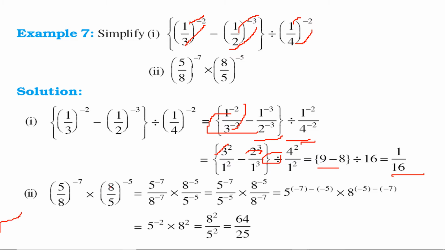Here what you are going to do, take the power separately. Now take this numerator denominator, this to denominator, this to numerator. Now what you get, or rather you can do one more thing, because you know this 5 and 5 are together.